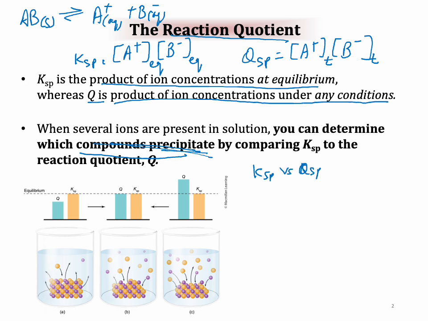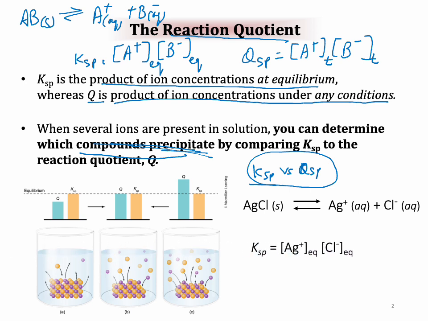Anytime there's a question about whether this salt or compound is going to precipitate or not, the answer lies in the comparison of QSP versus KSP. For example, AgCl gives Ag plus and Cl minus. KSP is going to be Ag concentration times Cl concentration, each at equilibrium, whereas QSP is going to be the same Ag concentration times Cl concentration, but at any given time point.